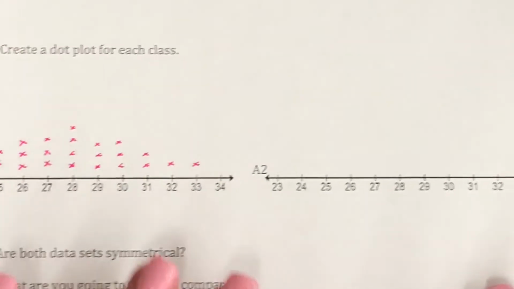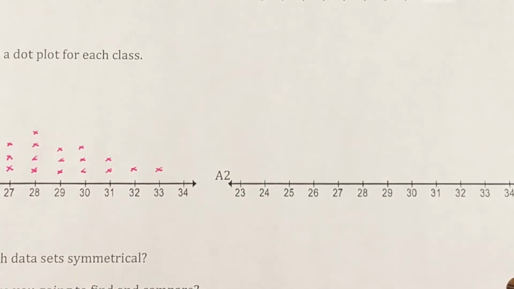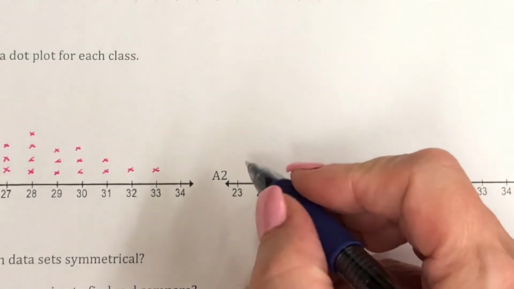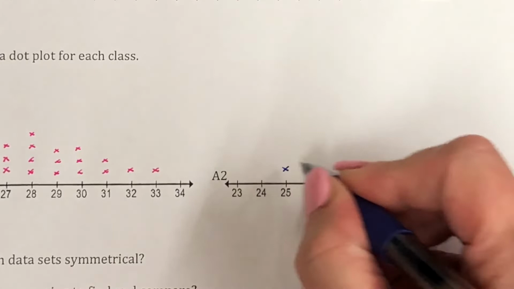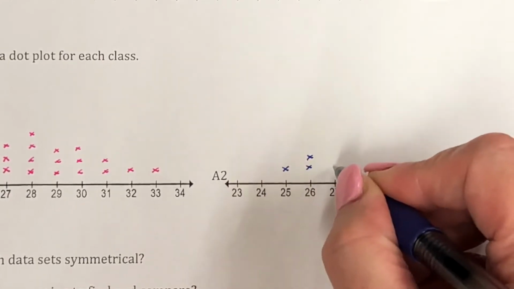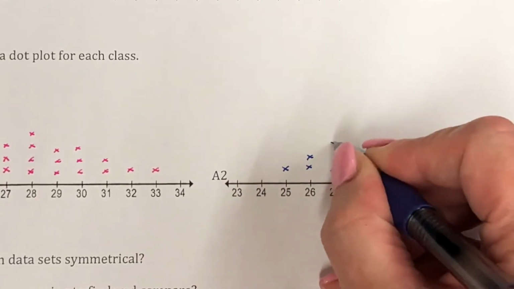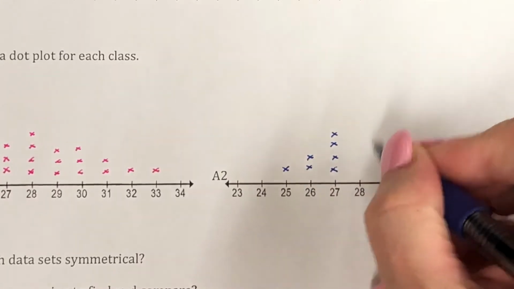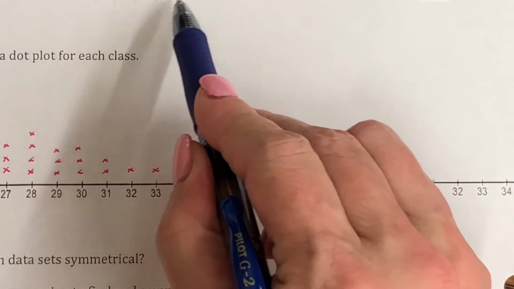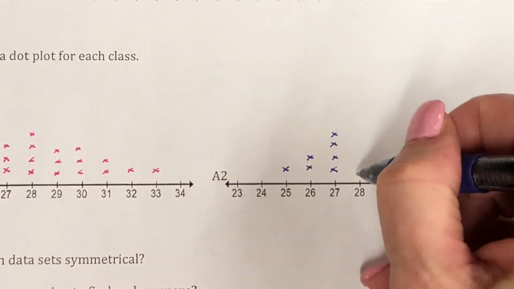Okay, now we're going to go ahead and do the A2 class. We have a 25, 2 26s, and 4 27s. And there are 1, 2, 3, 4, 5, 6, 7, 8 28s.